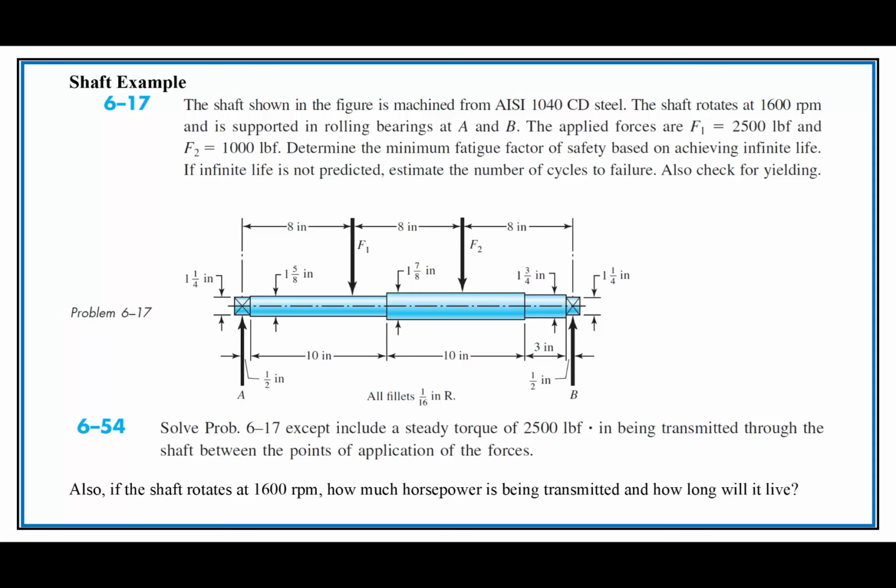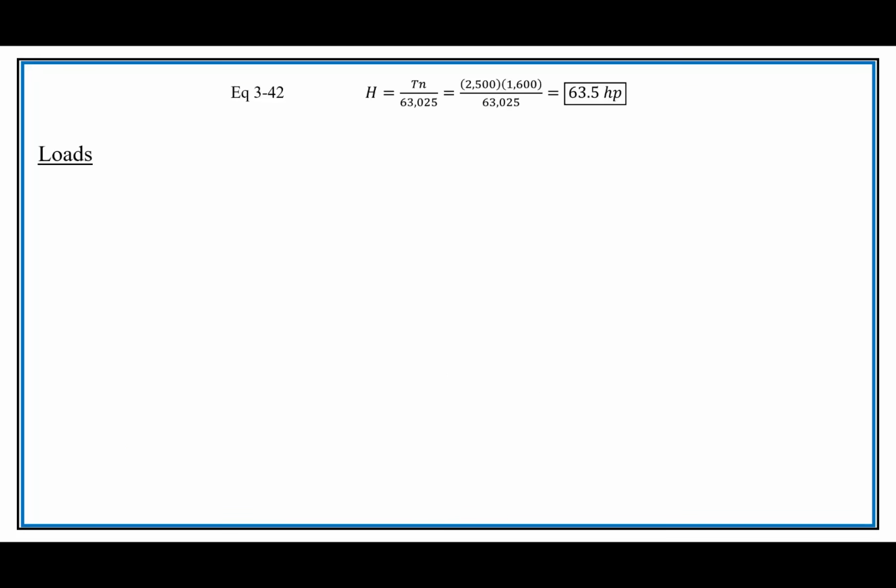And now it has 2,500 pound inch torque. And I also say, well, what if it was 1,600 RPM? What would the horsepower be? It's a good thing to know. So working through this, first off, if we had 2,500 inch-pounds and it was 1,600 RPM, that would be 63.5 horsepower. I think this is an important type of thing to do in a problem in college, right?